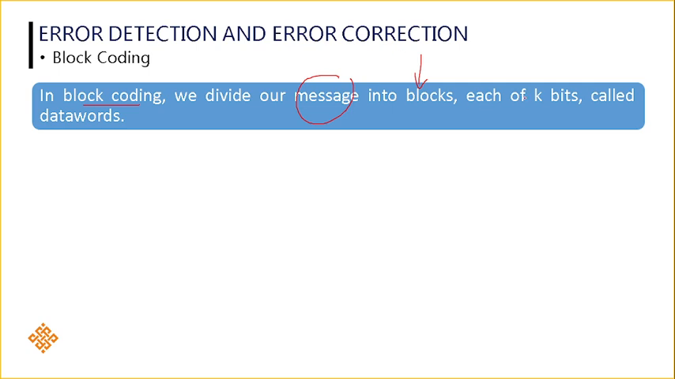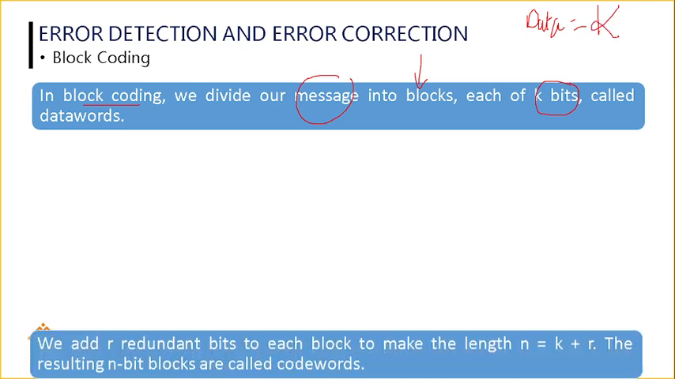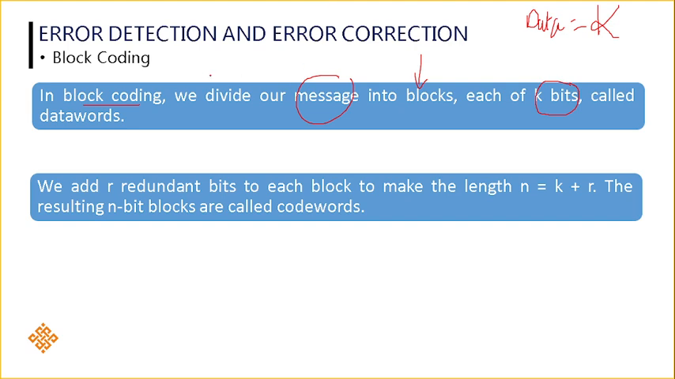Here each block is k bits, meaning your original information, which we call a data word. Please keep in mind, the data word means the original information we are sending, which is represented as k. As I already told you, at the sender side the function will add some extra bits, which we name r. It may be any number of bits. So for this data we are adding some extra bits: k plus r.